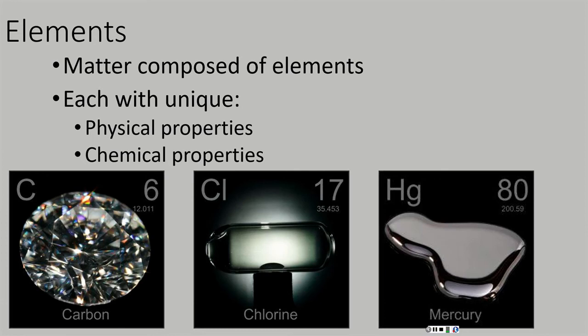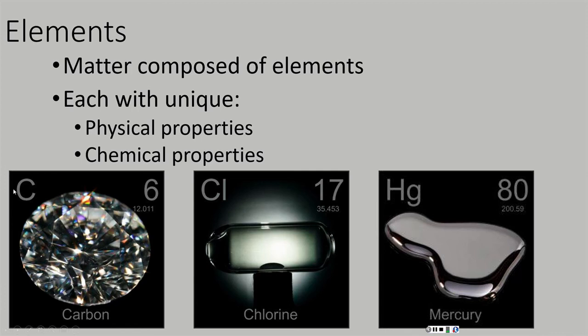Now we're going to change gears again and talk about elements. All matter is composed of elements. There are roughly, I think, about 118 elements that we know of so far, give or take. And each of those elements has a unique set of physical properties and a unique set of chemical properties. No two elements are exactly the same. And I've got some examples of elements down here.